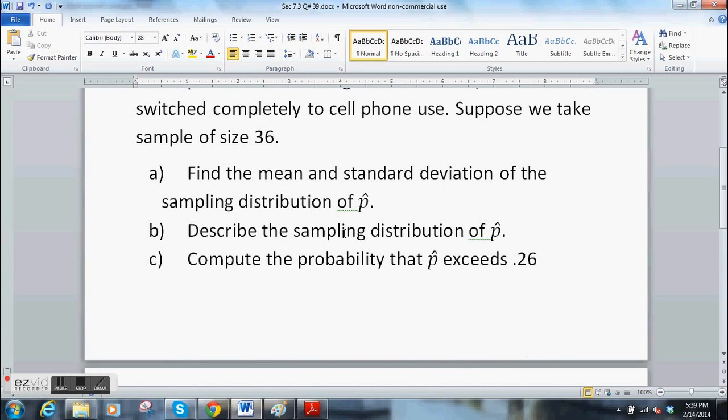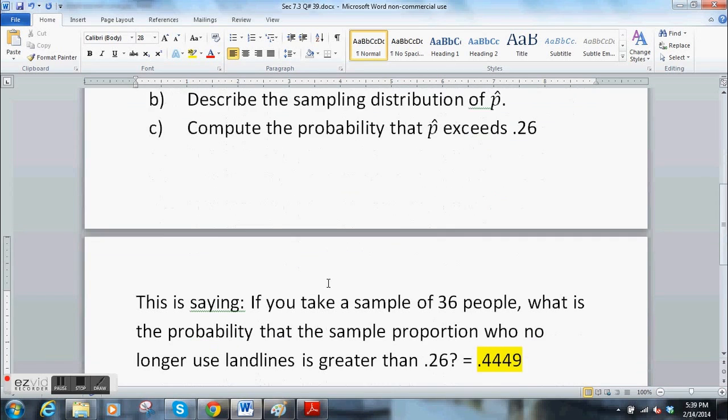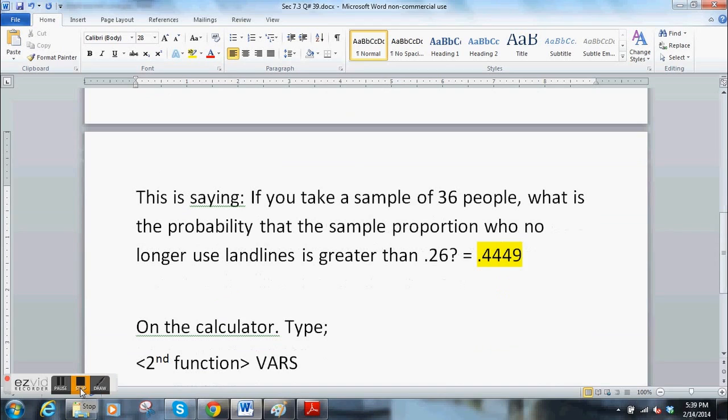We got the mean and standard deviation. We looked at n times p, and then we got the probability that p hat exceeds 0.26. That's how you do it, people.